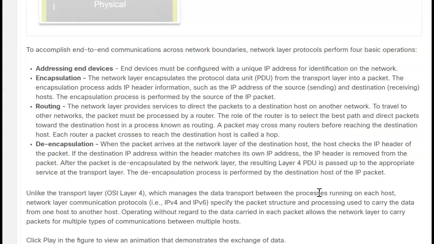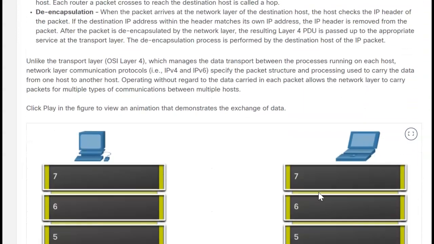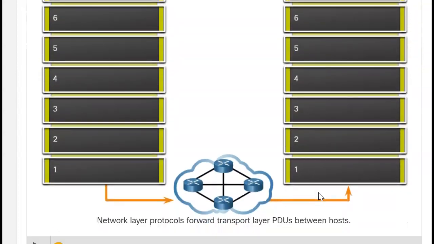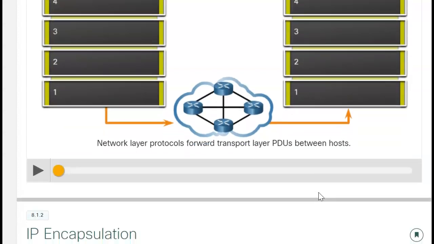So now, OSI layer 4 is unlike the transport layer in TCP/IP, so keep that in mind a little bit. Here you have a video to show you how a packet gets routed. I suggest you go through and play that.